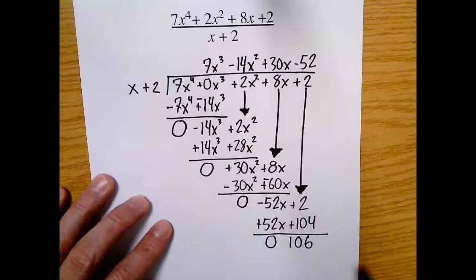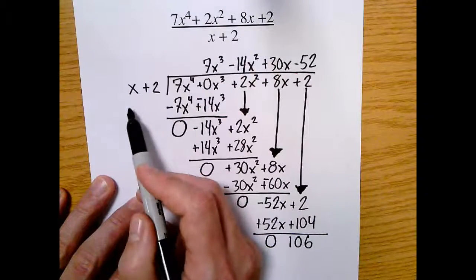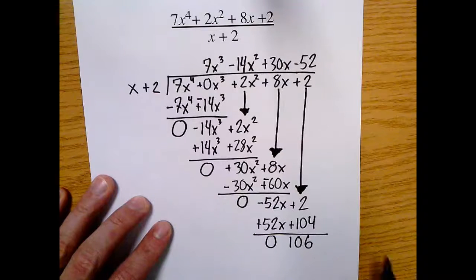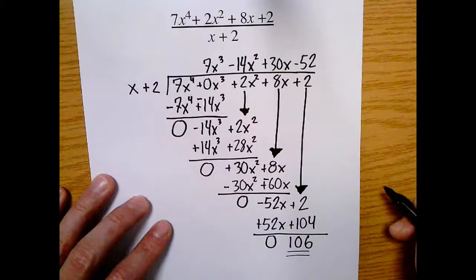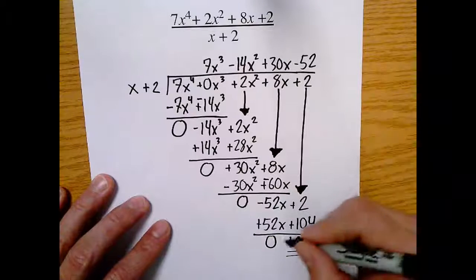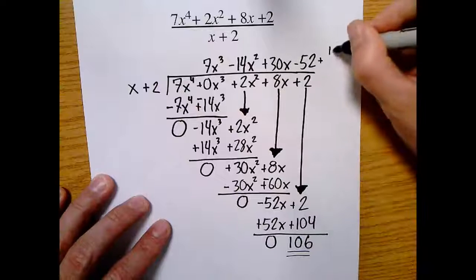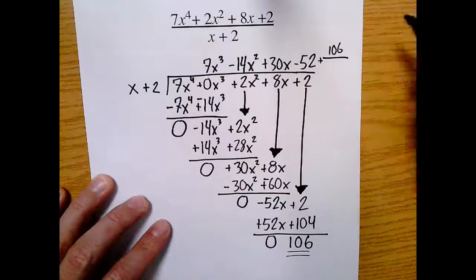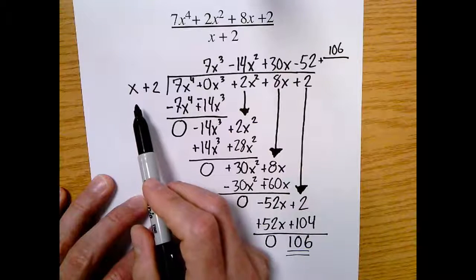And now because there is not a variable here, the highest degree is outside here in the divisor, and there's really nowhere for that to go, so you know you can stop. And this right here becomes the numerator of your remainder. So that's the numerator of your remainder. And so what I do here, because it's positive, I'll write a plus sign. This is my numerator, 106. And my denominator is just my divisor.